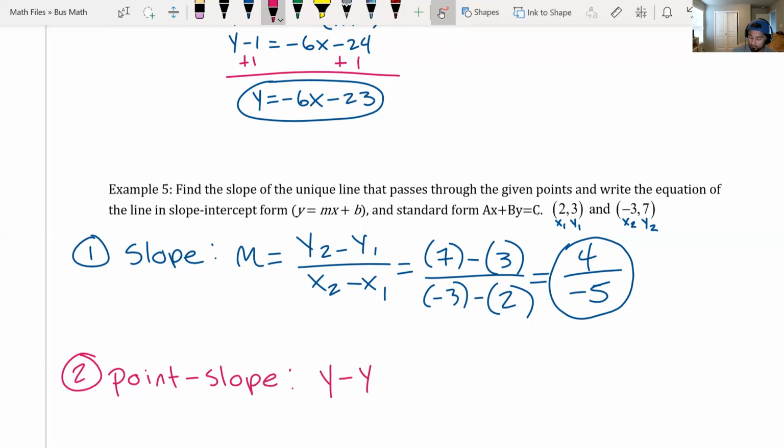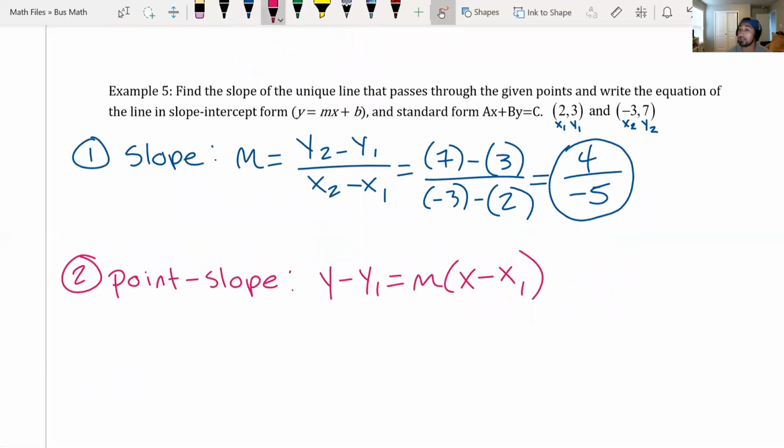y minus y1 equals m times x minus x1. Okay, plug in what you know. It's a good thing that we labeled our point x1, y1 already. We can plug that one in. You get y minus y1, which is 3, equal to m, which is negative 4/5, times x minus x1, which is 2.